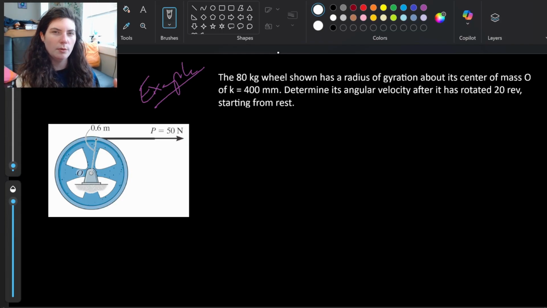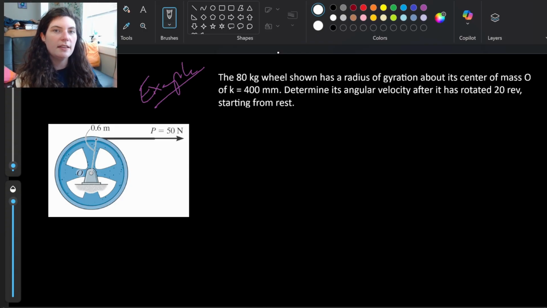So kind of understanding what we've got there, we have it starting from rest, and then it's going to rotate through 20 revolutions, and we want to find out what that angular velocity is after going through those 20 revolutions. So that's what we have going on physically.